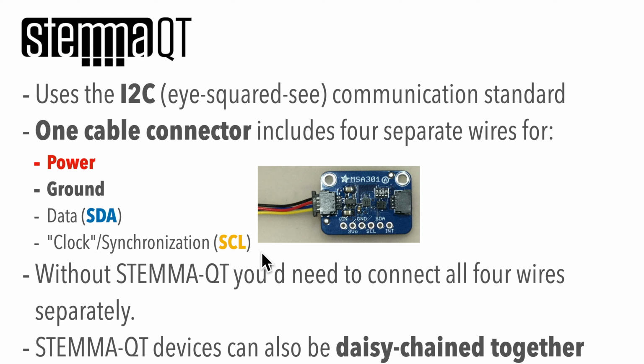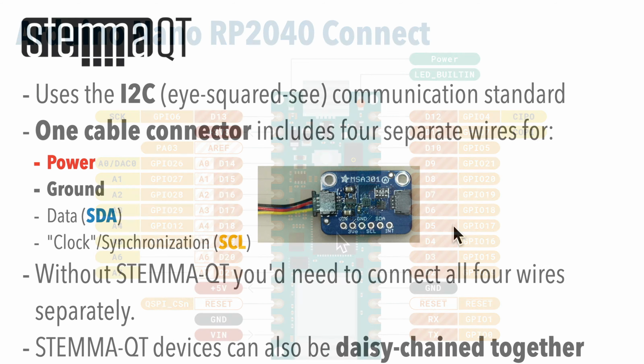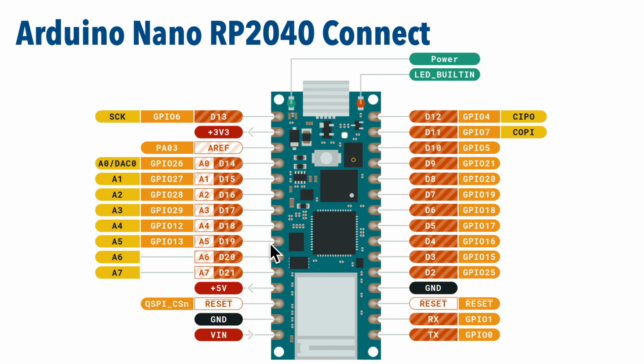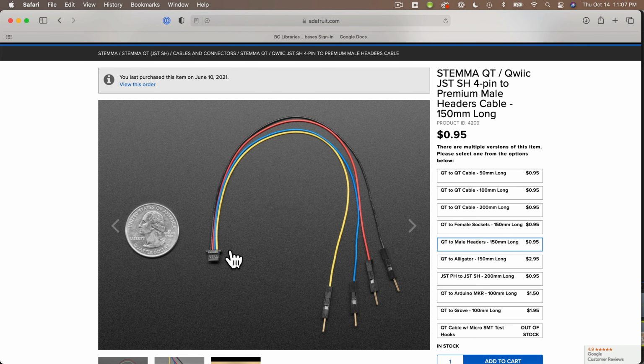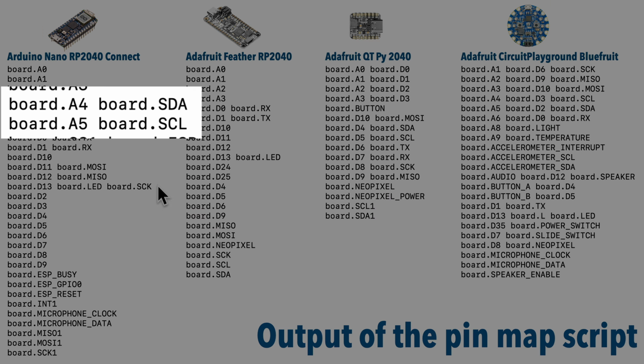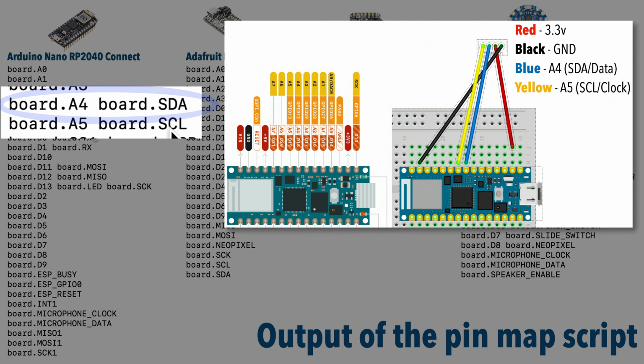Now, if your board has a STEMMA-QT connector, you can see how handy this is, but the Arduino Nano RP2040 Connect board doesn't have a built-in STEMMA-QT port, but we can wire one up using a cable like this that has 4 wires with pins on them on one end and STEMMA-QT connections on the other. So to do that, power or red will go to 3.3 volt, ground or black will go to any ground pin. So where should we plug in these other 2 cables? Well, if we look at the pin map output, we can see board.sda is alias to board.a4 on this board, so we should plug the blue wire into A4, and board.scl, which is the yellow clock wire, should be plugged into board.a5. And we'll show you how to do that using a breadboard in the next video when we work with STEMMA-QT.